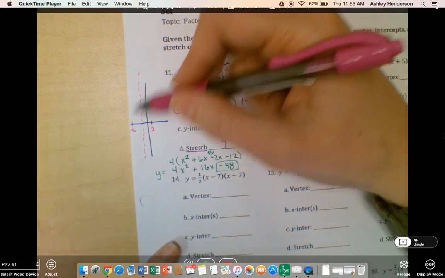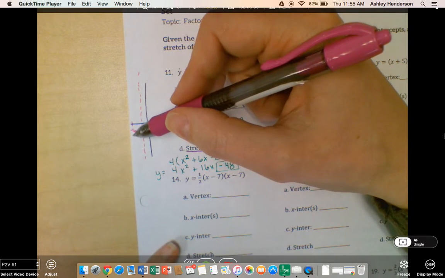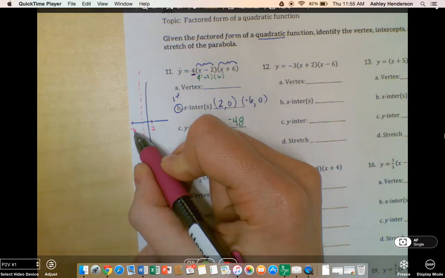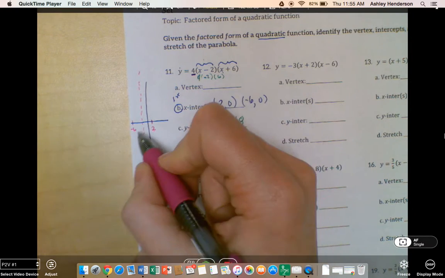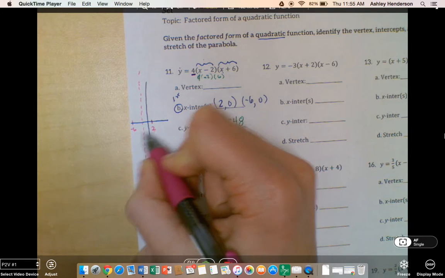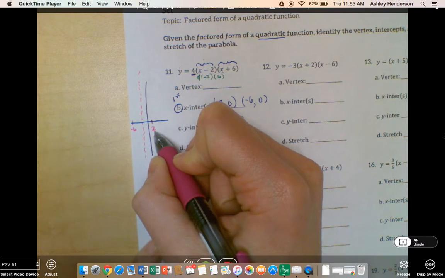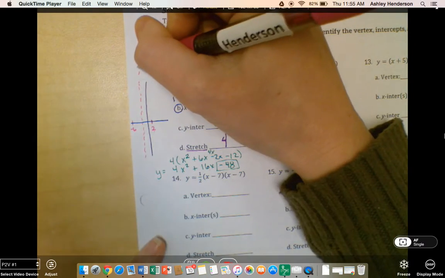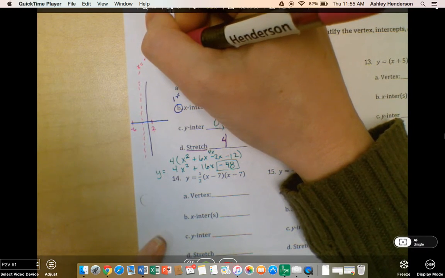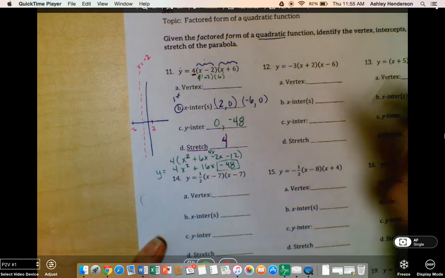If you got a number up here, then you would definitely know you'd done some math wrong. So what's halfway between negative 6 and 2? Well, I can average them by adding them together and getting negative 4 and then dividing by 2, which would give me that my line of symmetry is along this line x equals negative 2.